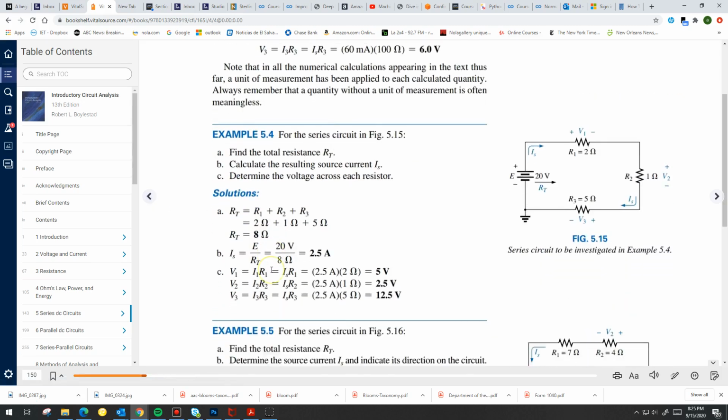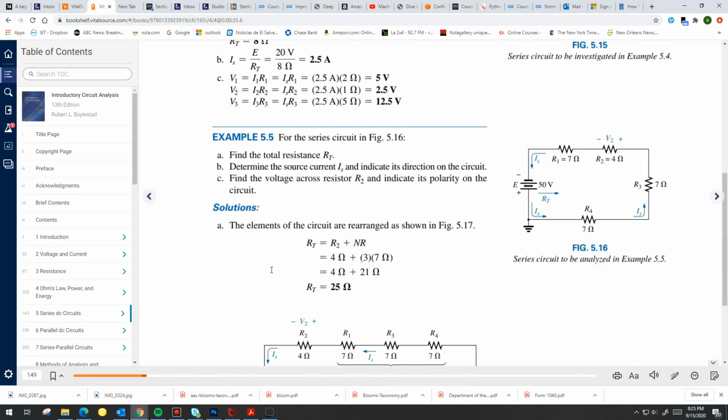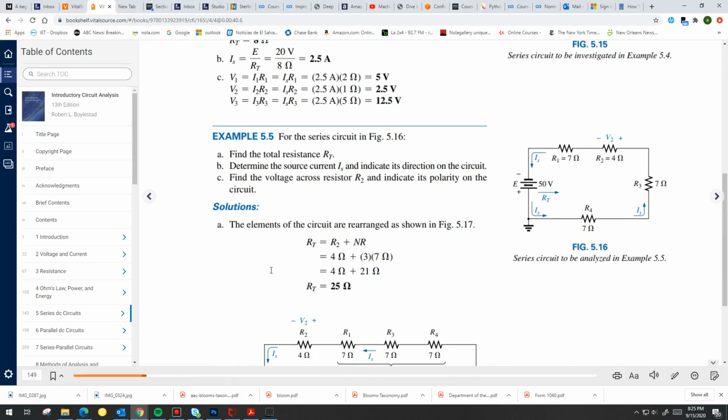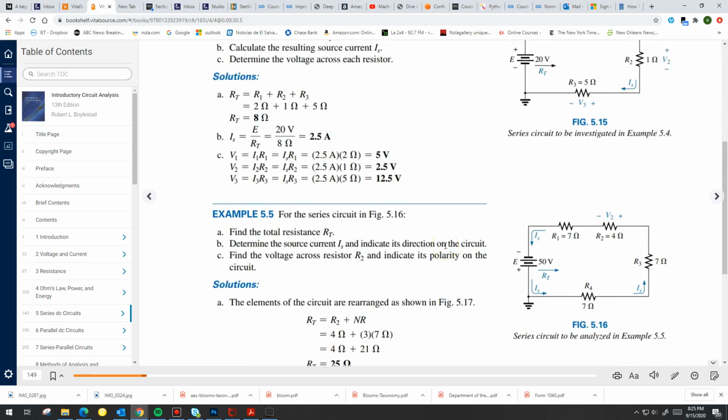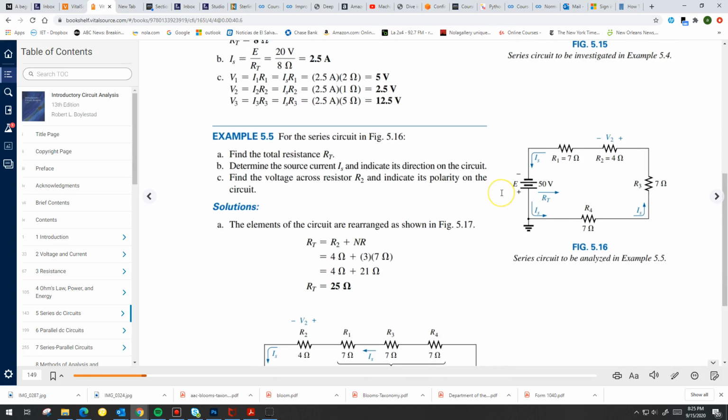The last question was to find the voltage across resistor R2. That's the only one they're looking for, and indicate its polarity. Notice here that they label the polarity in this fashion, see? And something that we didn't really point out at the beginning of the problem: this battery is connected positive toward ground and negative towards the other side of the circuit, right? So positive is connected to ground in this case.